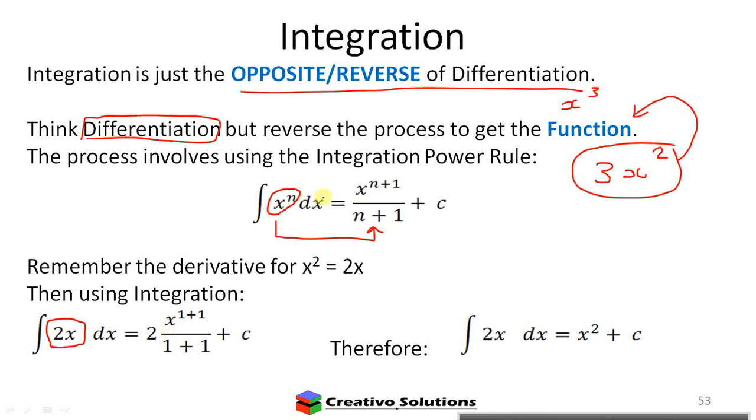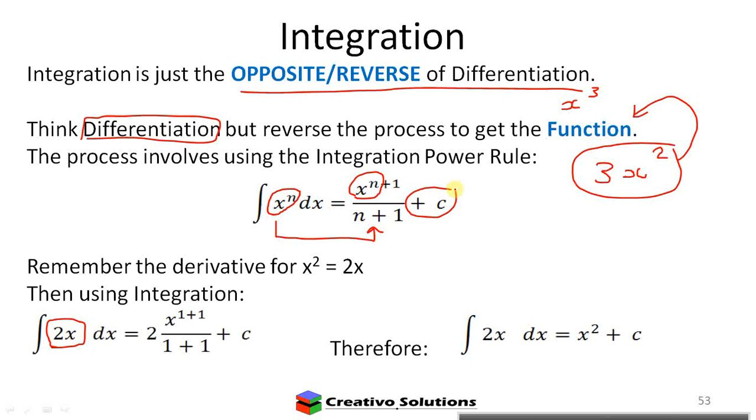So what must you do with the actual derivative? You need to add 1 to the exponent, and then you divide the entire thing by that new exponent. That's the process. So in order to go back from derivative to function, you just apply that process. You add 1 to the exponent and you write down that exponent expression over the term. That's all. And then you add c.